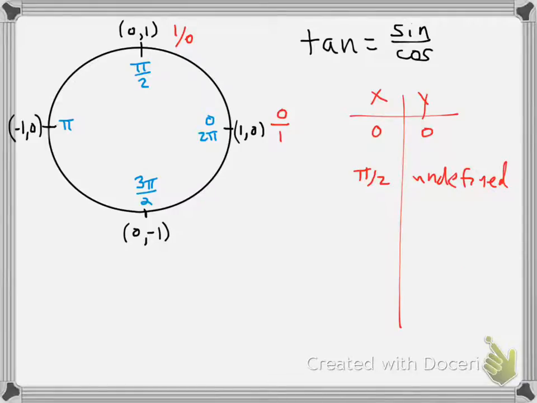Let's keep going. 0 divided by -1. So at pi, I have 0 again. And then down here, -1 over 0. At 3 pi over 2, I have undefined again. And then I get all the way back to the top at 2 pi. It's 0 again. So we got this 0, undefined, 0 pattern.